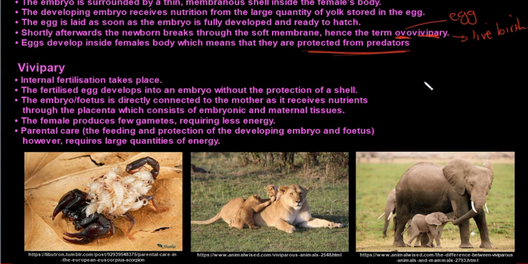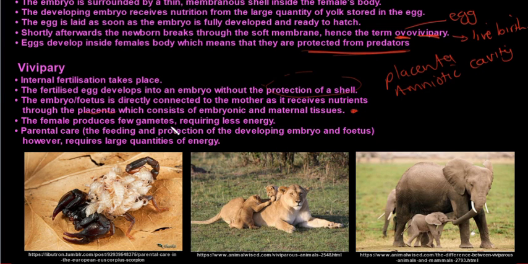Then vivipary, which we fall into this class. So internal fertilization takes place here. Then the fertilized egg develops into an embryo without the protection of the shell, because we have something called the placenta that will provide nutrition. We've got the amniotic cavity with the amnion, that's a protective membrane around, so we don't really need an egg. Now the embryo or fetus is directly connected to the mother as it receives nutrients through the placenta, which consists of embryonic and maternal tissues. You'll learn about this with human reproduction.